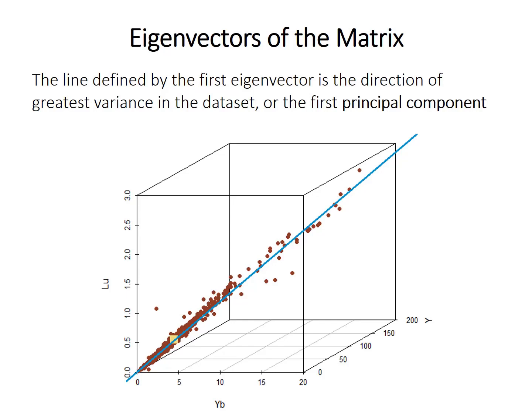The second eigenvector is perpendicular to the first one and explains the second largest amount of variance. So it becomes principal component 2. And all subsequent eigenvectors are perpendicular to the previous ones, and each one explains successively less of the original variability.